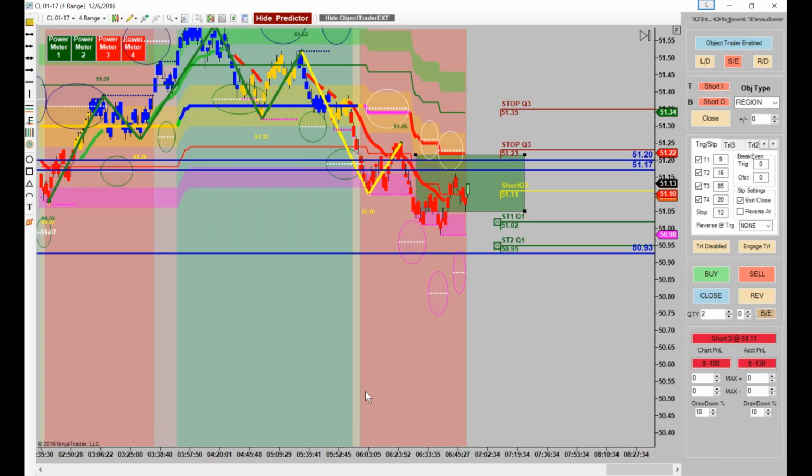The box is drawn, sure bet. See it? You can draw a trend line instead, absolutely. I want to actually add that to Object Trader to where we can do a ray and a box at the same time. So in other words, let's say that I wanted to do this trade.